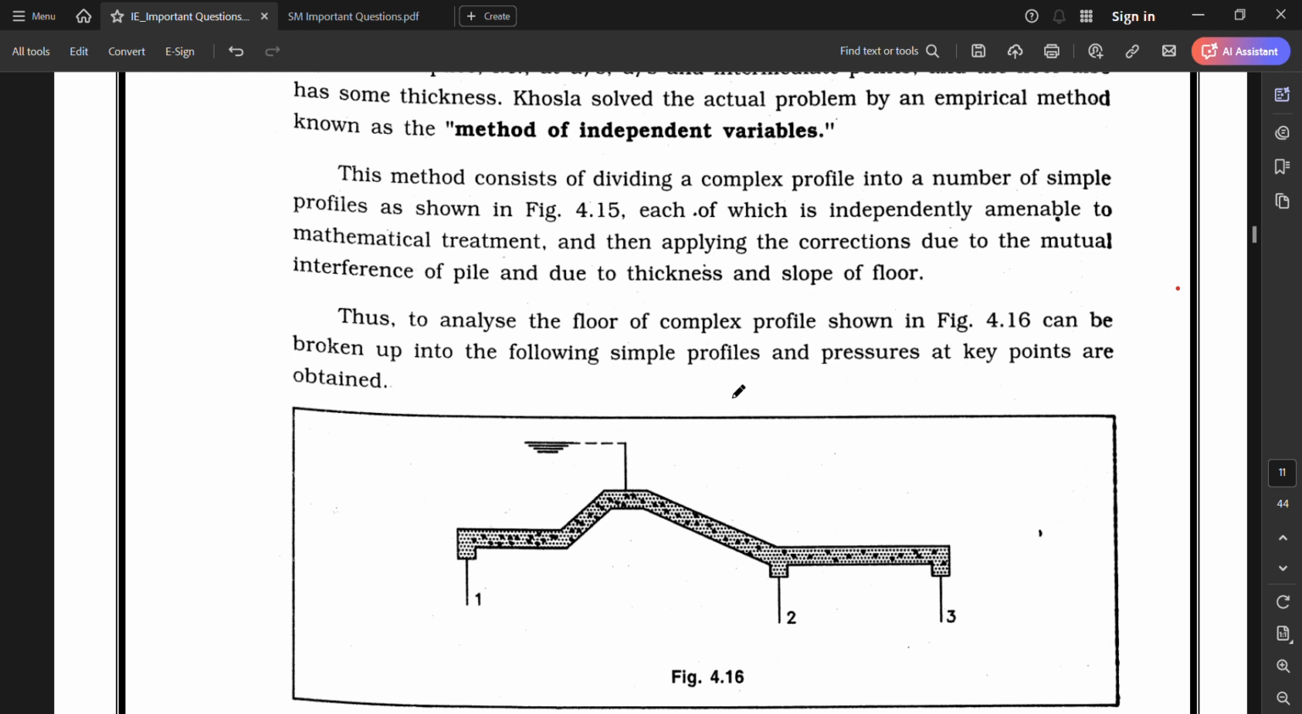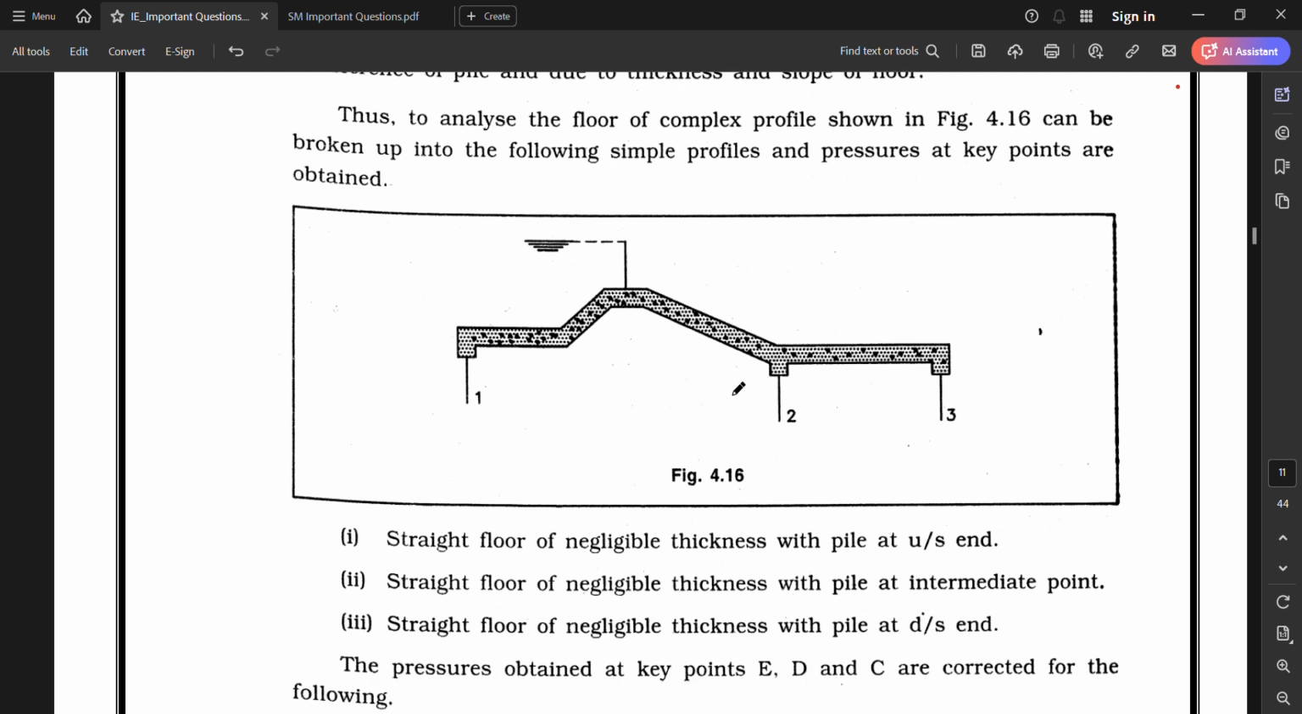This method consists of dividing a complex profile into a number of simple profiles as shown in the figure, each of which is independently amenable to mathematical treatment, and then applying corrections due to the mutual interference of piles and due to thickness and slope of floor. Thus, the analysis of the complex profile shown in figure 4.16 can be broken into the following simple profiles, and the pressures at the key points are obtained.